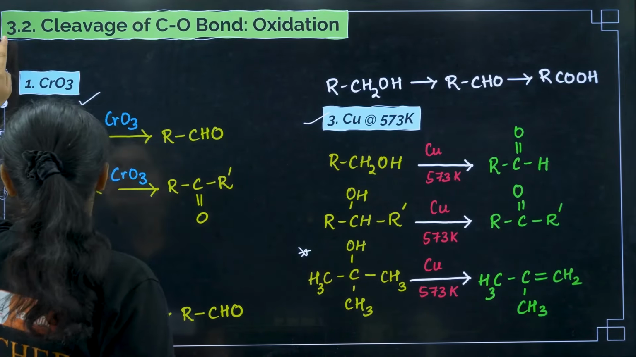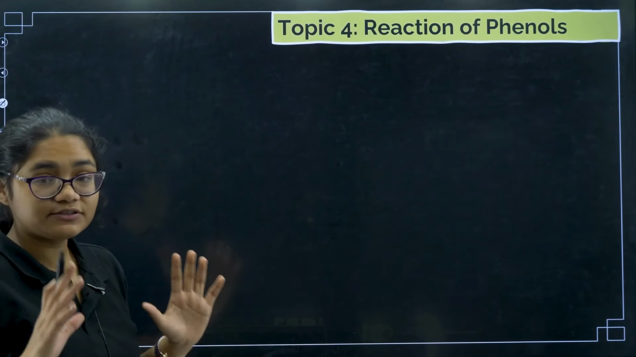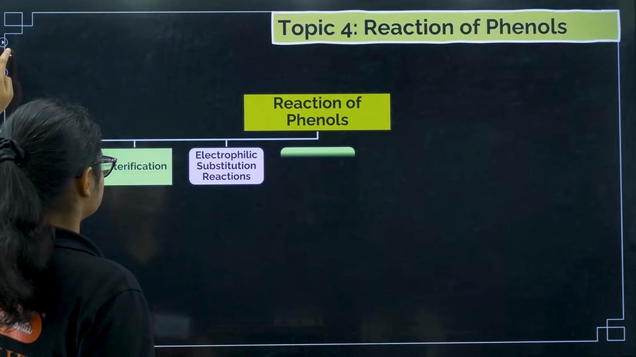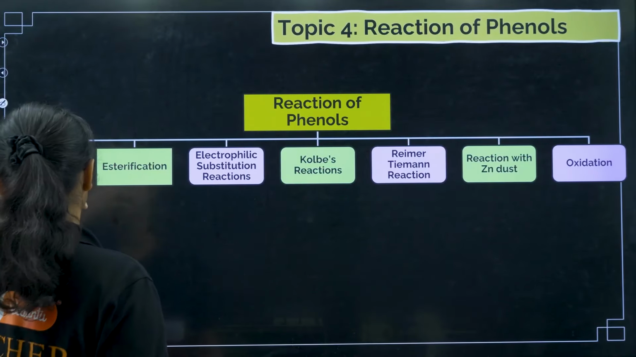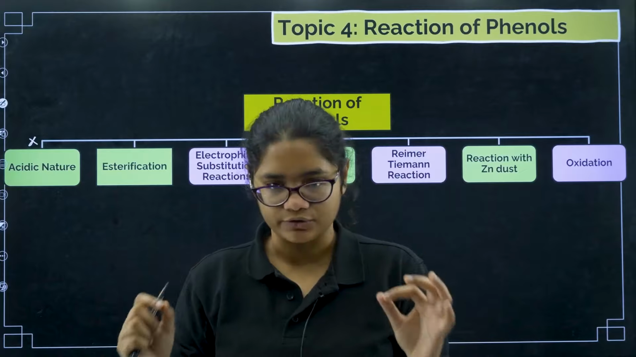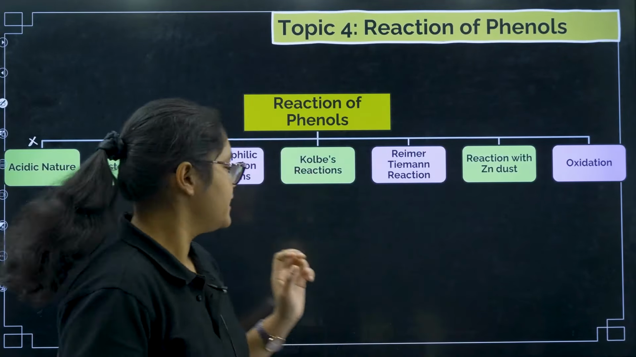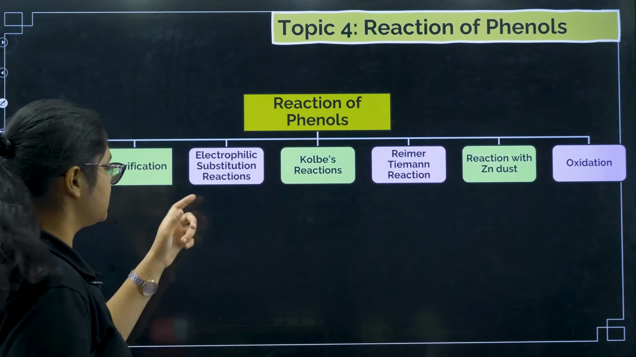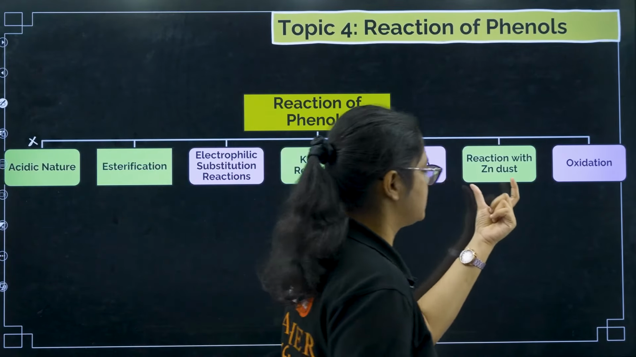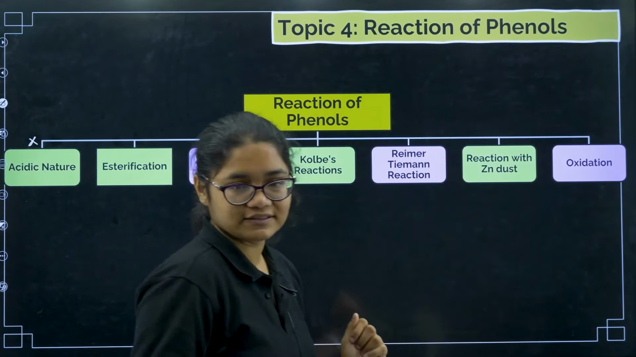Next, reactions of phenols. This is very, very important. We have so many reactions under this one, so let us quickly see. The acidic nature I will explain for both alcohols and phenols together, so you can leave this for now. Esterification reaction we will discuss. Then electrophilic substitution reaction, Kolbe's reaction, Reimer-Tiemann reaction, reaction with zinc dust, and oxidation.